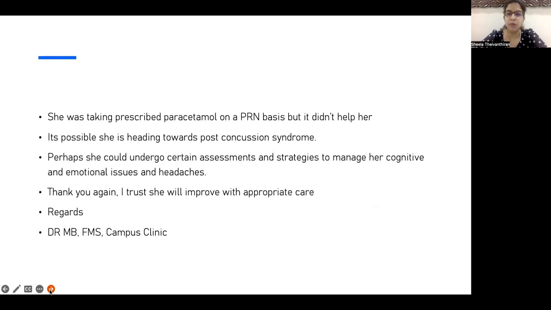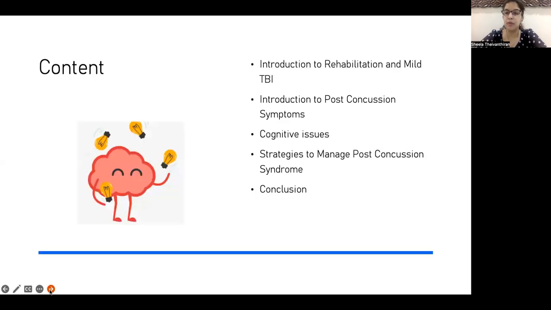She was given paracetamol, but she took it only when she felt she needed it, and it didn't quite help her. He felt that she was having post-concussion syndrome and referred her to us to do some assessments and perhaps give us some strategies to manage her cognitive and emotional issues as well as her headaches. So today we'll talk about a short introduction into rehabilitation, into multi-BI, introducing what post-concussion symptoms are, what cognitive issues they can have, some of the strategies to manage post-concussion syndrome, and then we conclude.